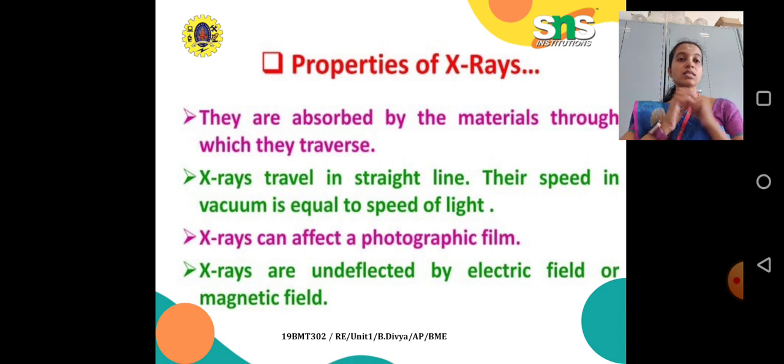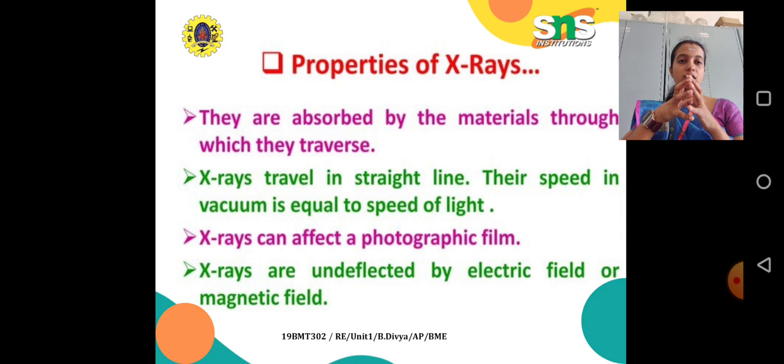X-rays travel in a straight line. Their speed in vacuum is equal to the speed of light. As we all know, we take a scan in a standing position, or else lying down in a structure, and the X-rays go directly to the patient.